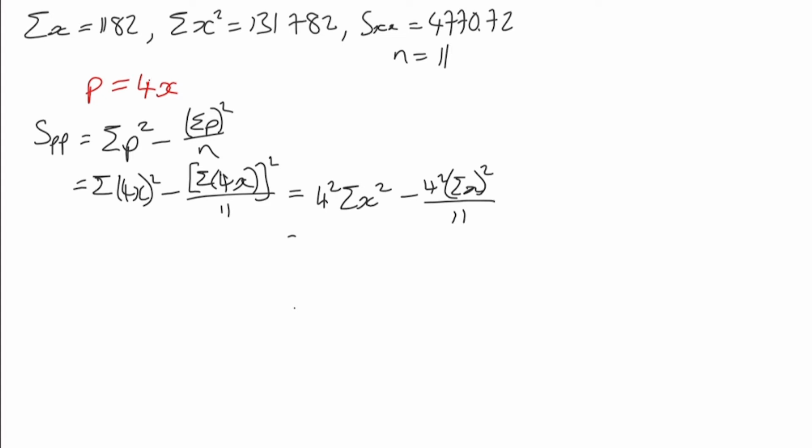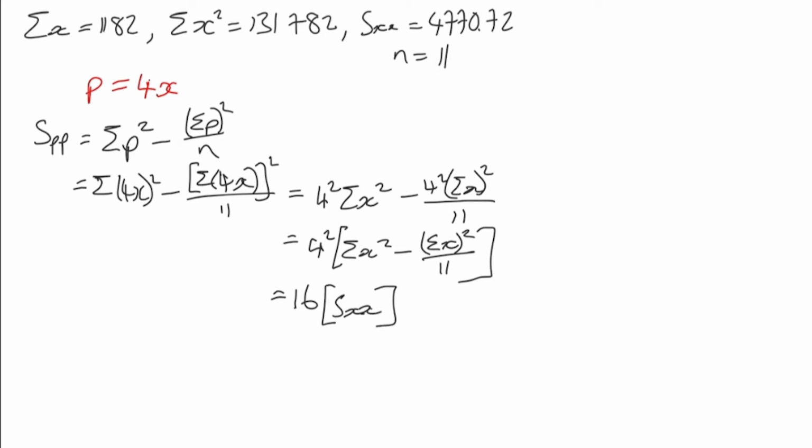Okay, hopefully you can see what's about to happen here. I can factorize 4 squared from the entire expression, from both of these terms. Inside the square bracket here, we have the expression for the S of XX. So S of PP is 16 times S of XX. It's 16 times 4,770.72, and from there we can just work out the exact numerical value of S of PP, 76,331.52.